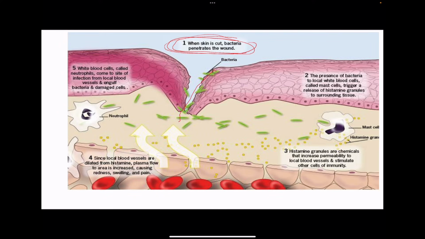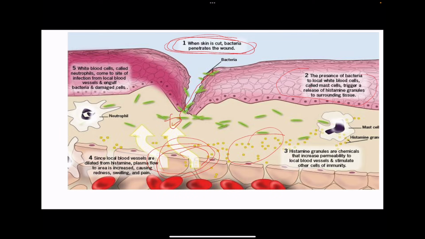Some bacteria are going to enter the skin, and the presence of bacteria is going to trigger the white blood cells called the mast cells to release histamines. The release of histamines by these cells increases the permeability of blood vessels. We can see here, these are the histamines, and the increased permeability of the blood vessels is going to stimulate other immune cells to come into the area.